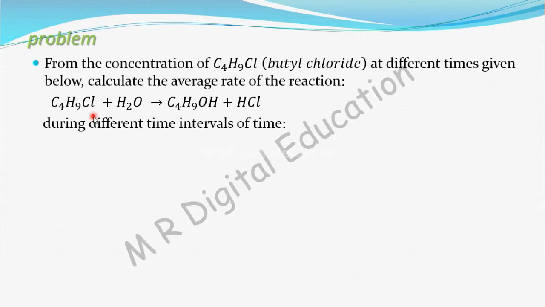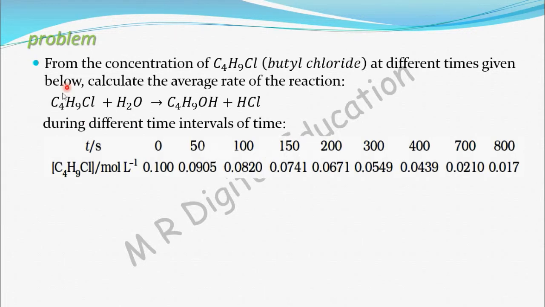See, he has given the concentration of butyl chloride at different time intervals in the form of a table. Understand this table. This is the concentration of butyl chloride column, and this is the time in seconds column. At 0 seconds, the concentration of butyl chloride is 0.100 mole per liter. At 50 seconds, it is 0.0905 mole per liter. Like that he has given at 100 seconds, 150 seconds.